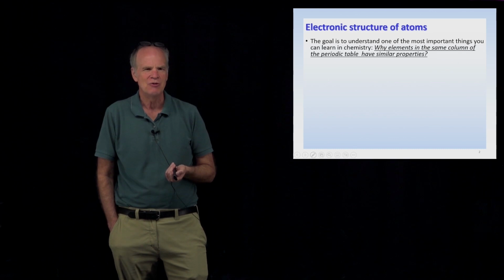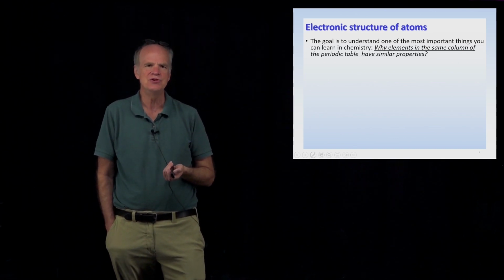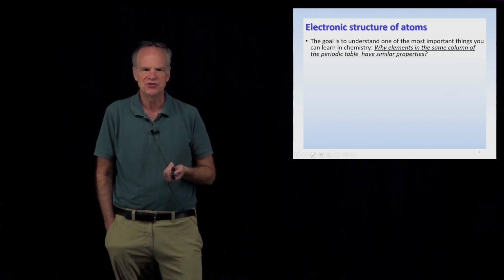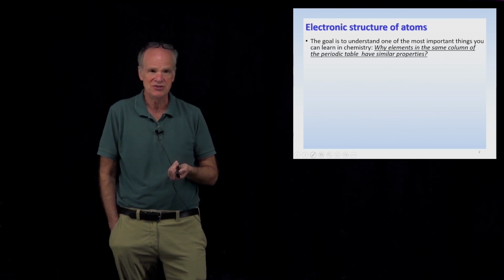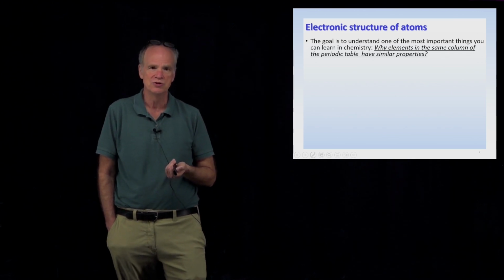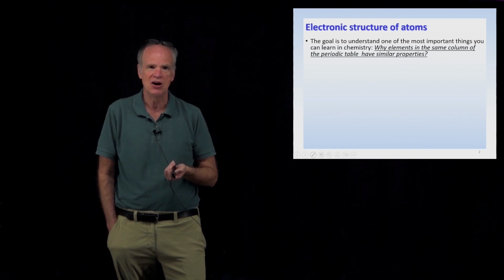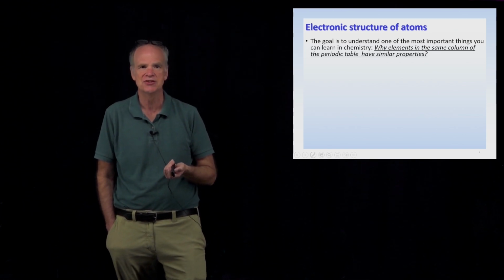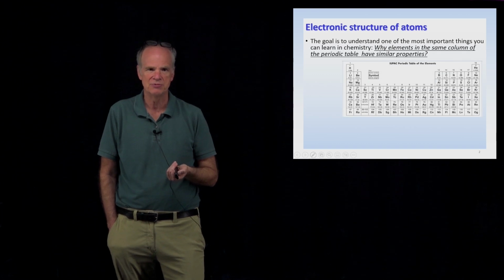And so I want to point out this is kind of important, because if you understand the electronic structure of the atom, it tells you something very important. It will explain why, when you're looking at the periodic table, elements in the same column have similar properties. And again, that can be explained by understanding something about the electronic structure of the atom. So let me give you a quick example of that idea.